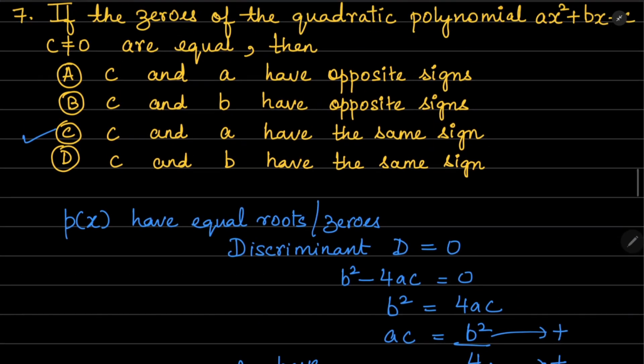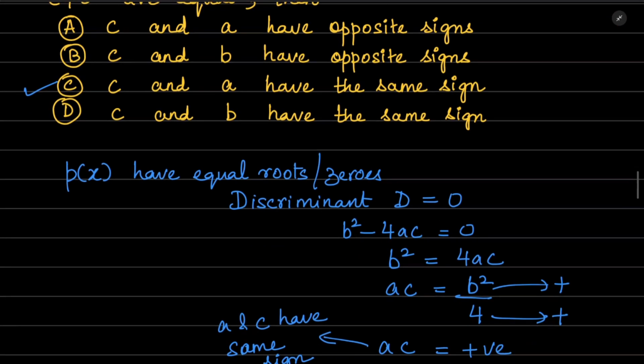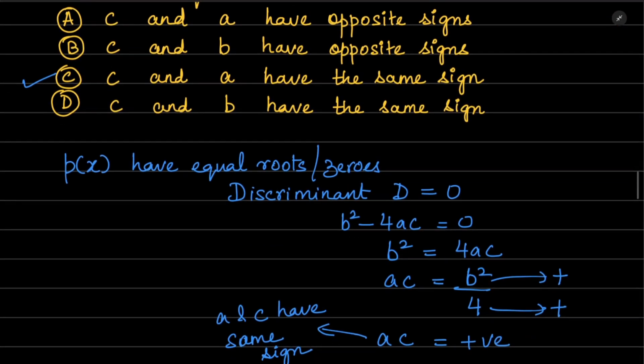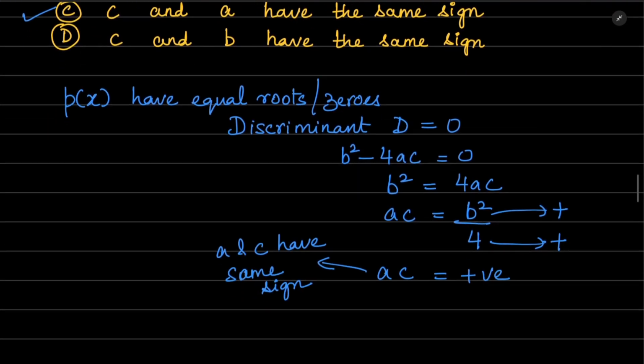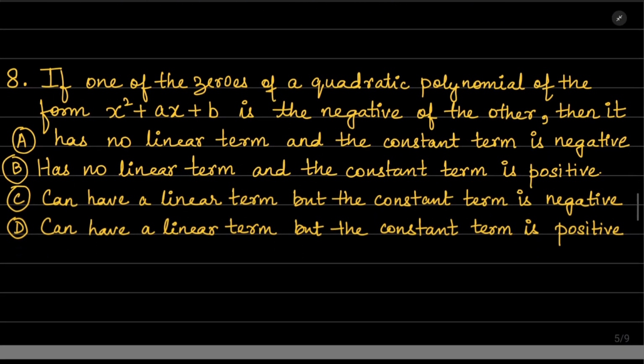The only thing that you have to remember is, if the zeros are equal, then the discriminant is 0. The discriminant value D is equal to b square minus 4ac. Whenever the zeros are equal, D is equal to b square minus 4ac equals 0. A, b and c you can get from here: a is the coefficient of x square, b the coefficient of x, and c your constant term. Okay, let's move on to the next question.